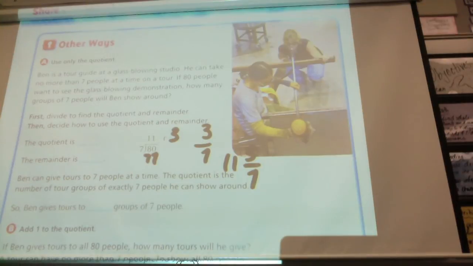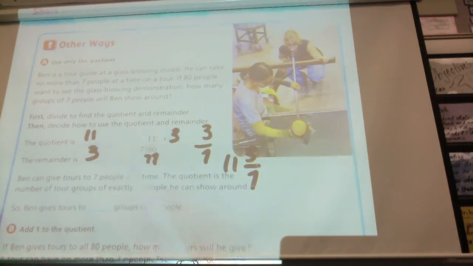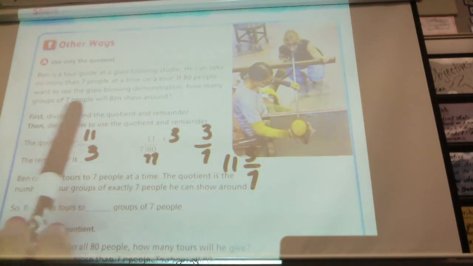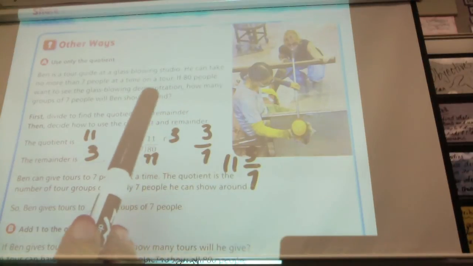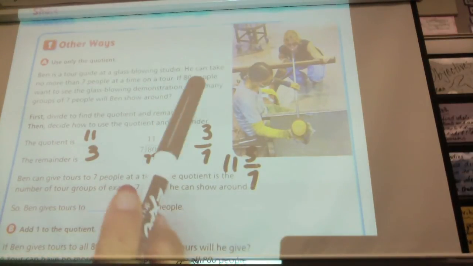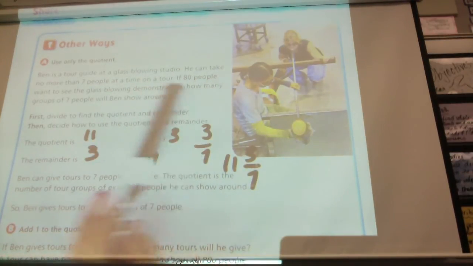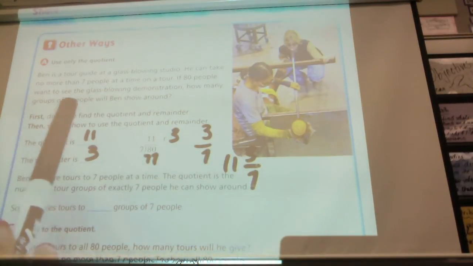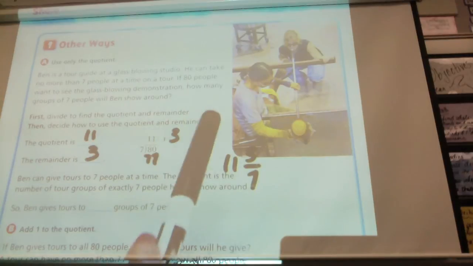Some of you are saying no. Why do you think no? Okay, let's go back to the question. The quotient was 11. The remainder is 3. Let's go back to the question. If 80 people want to see the glass blowing, I want you guys to listen really good. If 80 people want to see the glass blowing demonstration, how many groups of 7 people will Ben show around?